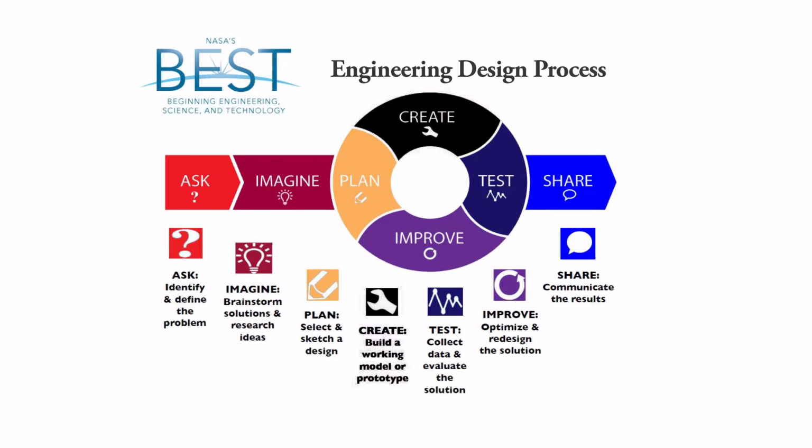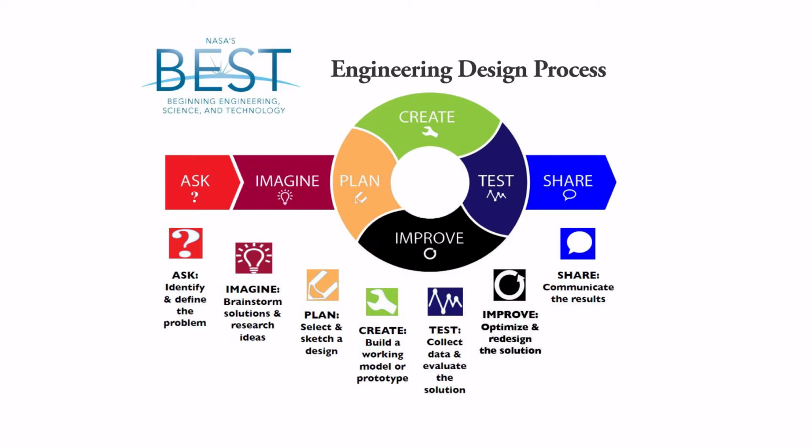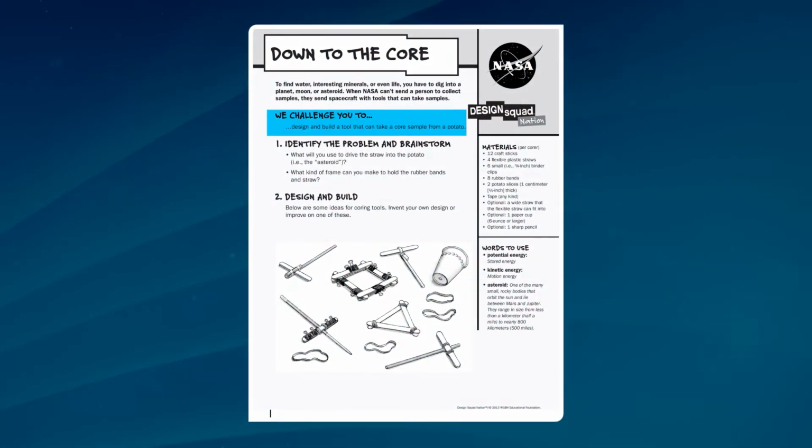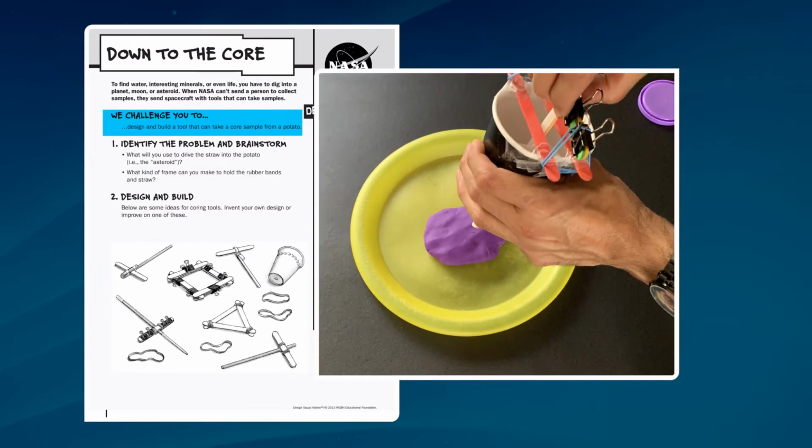After building, you must test your design. Once you test it, you will improve your design. And finally, the last step is sharing the results of your design. The focus of this activity is to help students construct explanations using their understanding of scientific and engineering principles. We challenge you to design and build a tool that can collect a sample from the center of a potato.